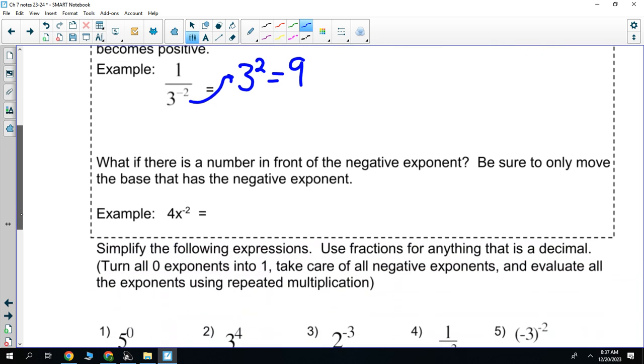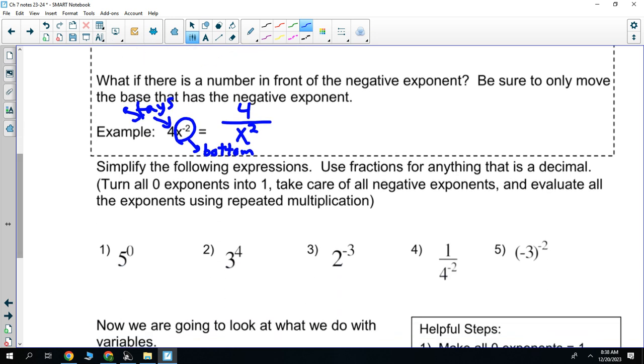Okay, so it says, what if there's a number in front of the negative exponent? Well, this negative 2 is only going to the x. So the only thing that goes to the bottom is this x to the negative 2. That's the only thing that goes to the bottom. The 4 stays in the top. It has to stay. Okay, so what this would look like would be 4 on top and x squared on the bottom. So the x to the negative 2 moves to the bottom, becomes x to the positive 2, and the 4 stays on the top. So I want us to simplify these things down here.